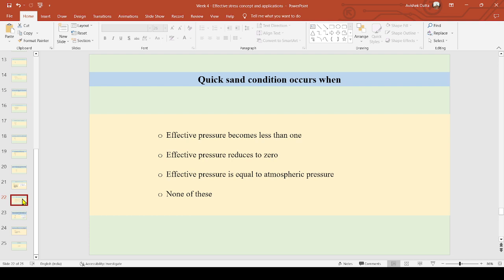I repeat the question: quicksand condition occurs when effective pressure becomes less than 1, effective pressure reduces to 0, effective pressure is equal to atmospheric pressure, or none of these.